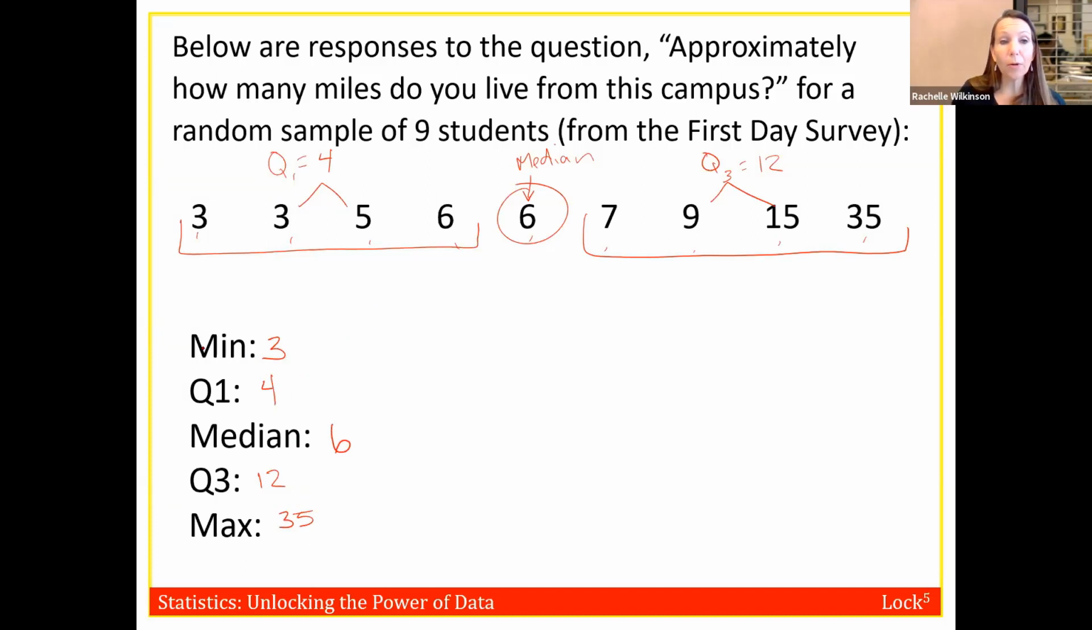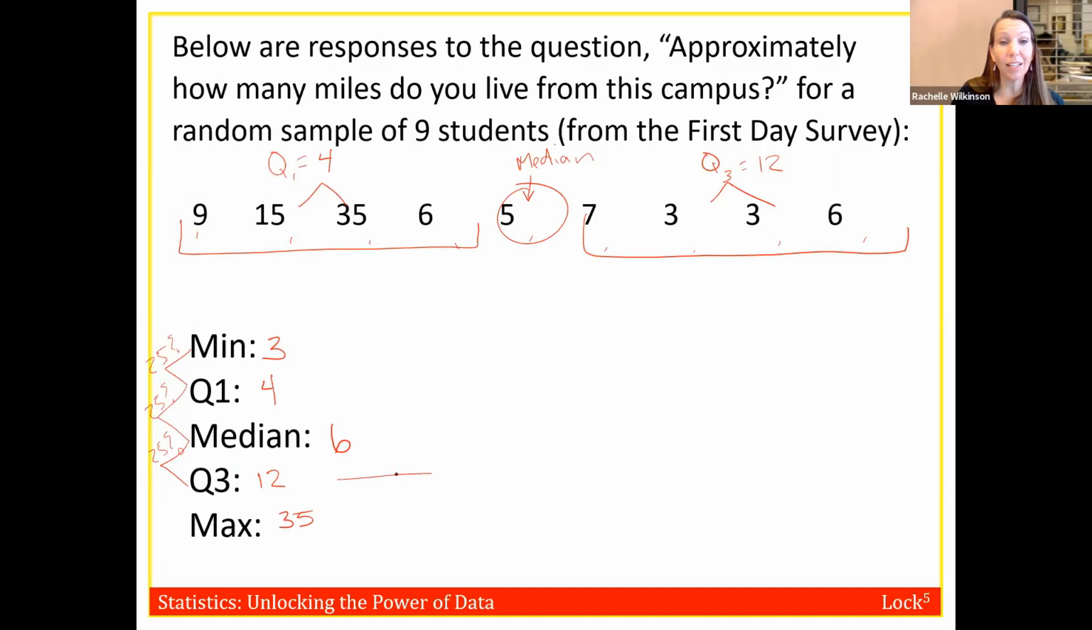Also, remember, in between each of these is 25% of the data. So I can see here, looking at these numbers, remember Q3 is the 75th percentile, I can see that 75% of the students live within 12 miles of campus, and only a few people live way far away, between 12 and 35 miles away from campus.